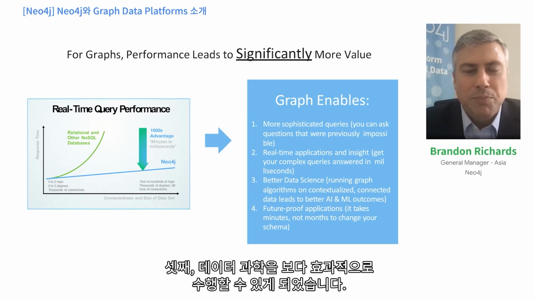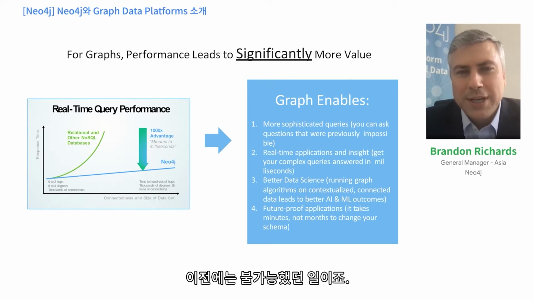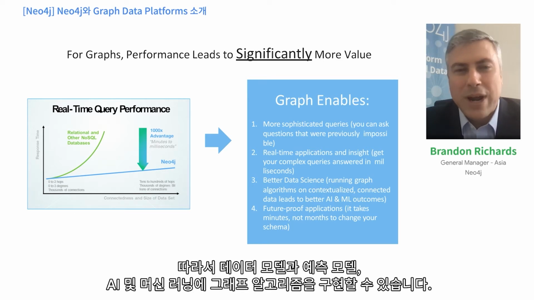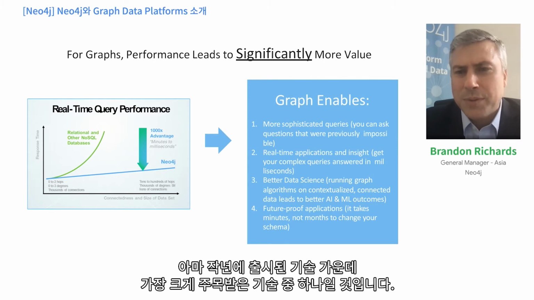Thirdly, we can do better data science. Once you've connected your data, there are a lot of data science type things you can start to do on that graph that you just couldn't have done before. You can start to implement graph algorithms in your data models, and your predictive models, and your AI and machine learning. So it gets really exciting. And that's probably one of the big areas in the last year that's really taken off.